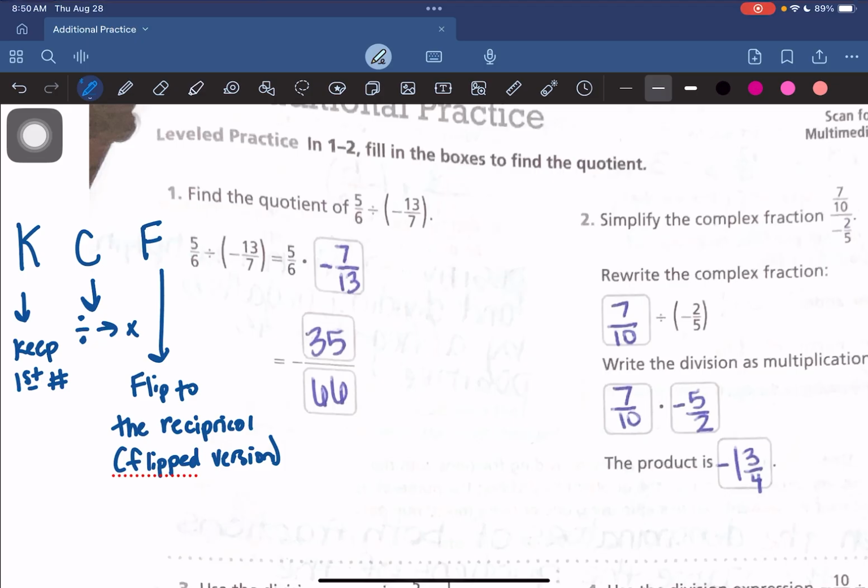So here it kind of breaks it down for you. 5/6 divided by negative 13/7 equals 5/6 times negative 7/13. So here you have the division problem, and here we're breaking it down into what the multiplication would look like after we keep, change, and flip to the reciprocal. That would equal 35/66 negative, because we have a positive divided by a negative.